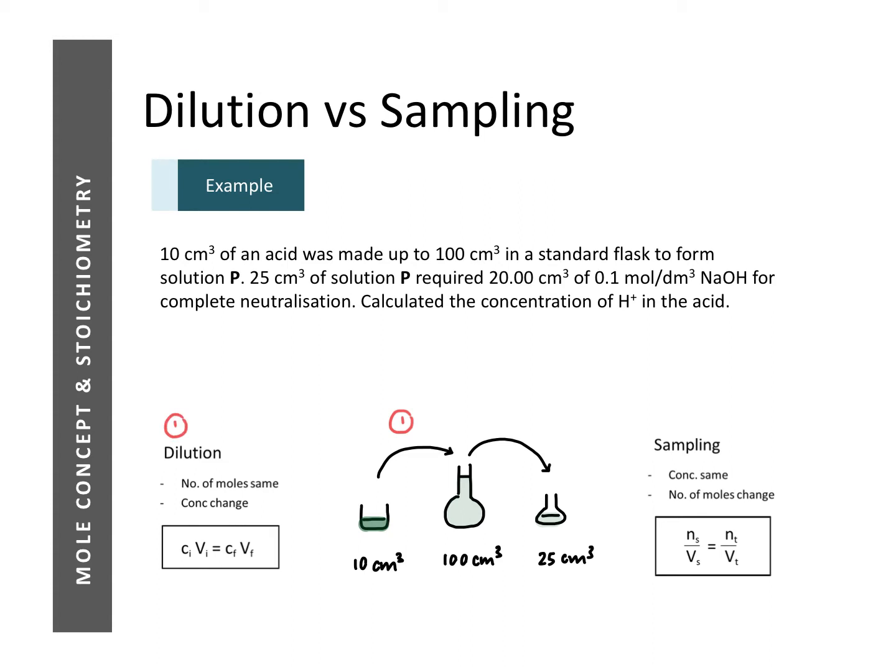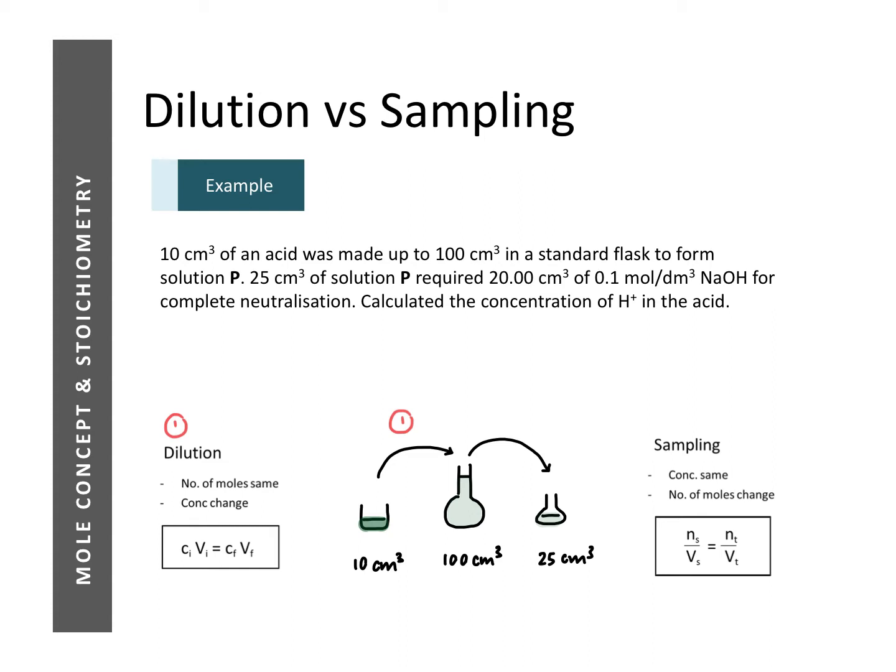Now, a standard flask is also known as a volumetric flask. What it is used for is similar to a pipette. It is used to measure accurately a fixed volume of liquid. So what happens if you add water into a standard flask until it reaches the mark? The mark is a thin line which is very similar to what you see in a pipette. So if you add water until the solution reaches that line, it means that you have prepared that volume of solution. So for example, if you add water into a 100 centimeter cube volumetric flask until it reaches the line, it means that you have prepared 100 centimeter cube of solution.